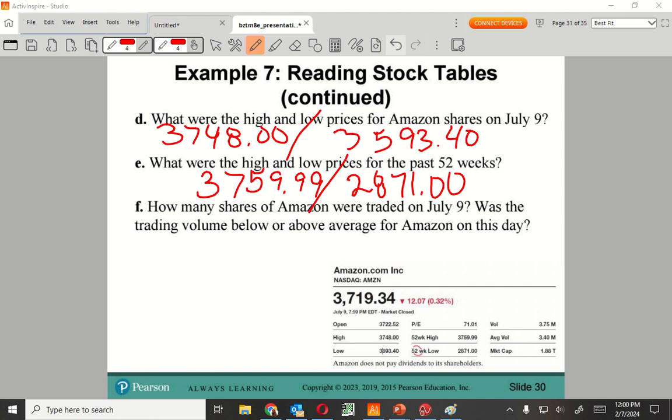How many shares of Amazon were traded on July 9th? How many were traded on that day? 3.75 million. Was this above or below the average? Above, because there's the average right below that, and it's more than the average. So this is above average.